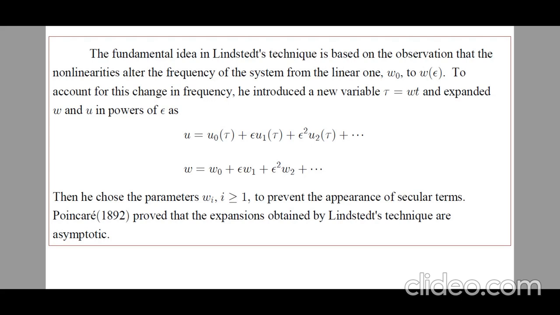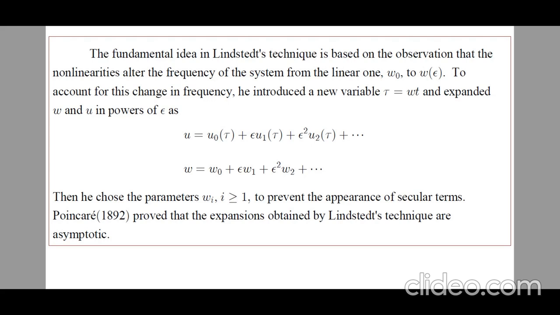And this idea was because the important parameter in this problem was the frequency omega naught. Therefore, this idea was generalized to any method, that is, to account for this change in frequency, he introduced a new variable tau instead of time t, which has the relation tau is equal to omega into t.